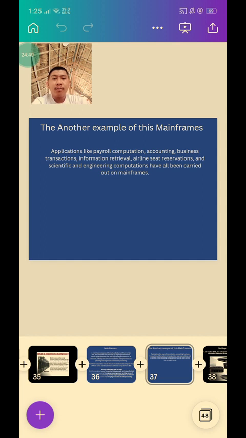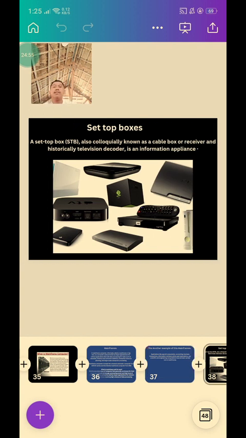Applications like payroll computation, accounting, business transaction, information retrieval, airline seat reservation, and scientific and engineering computation have all been carried out on mainframes. Yun daw po ang another example of mainframe.